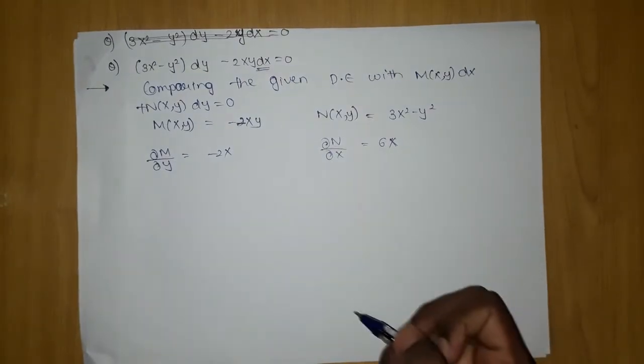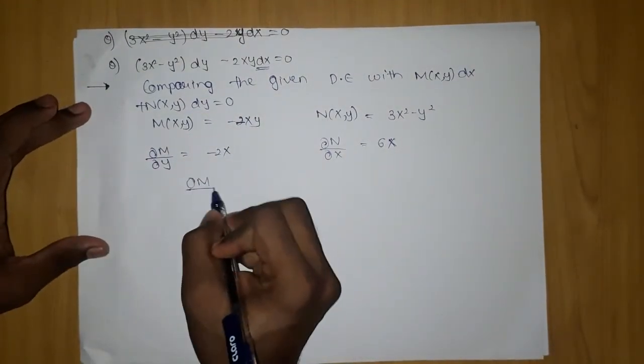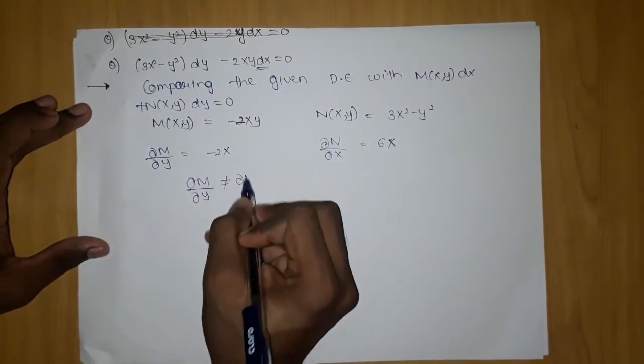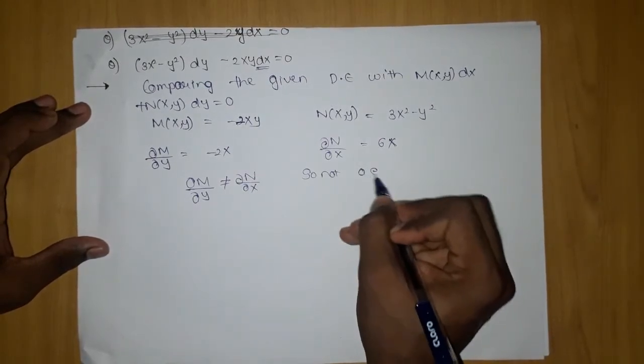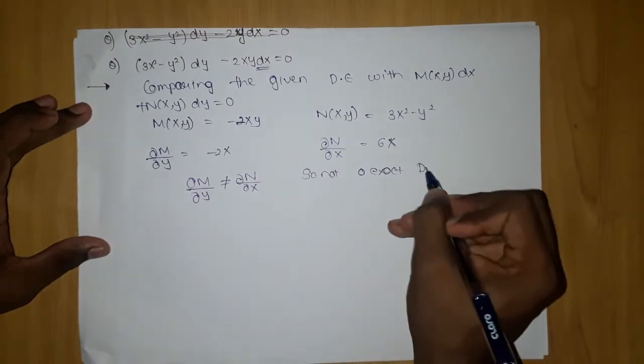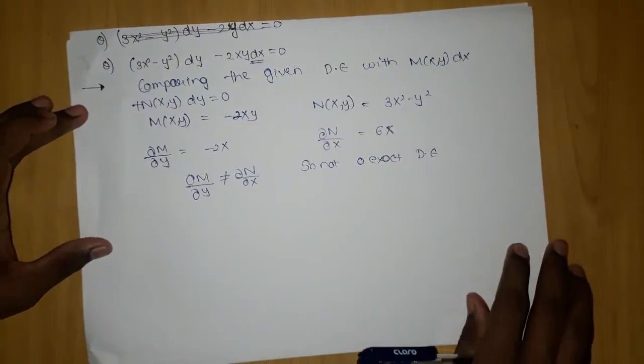The moment you got this, you can clearly make out that dou M by dou y is not equal to dou N by dou x. So it is not an exact differential equation. You can say this is a very simple step.